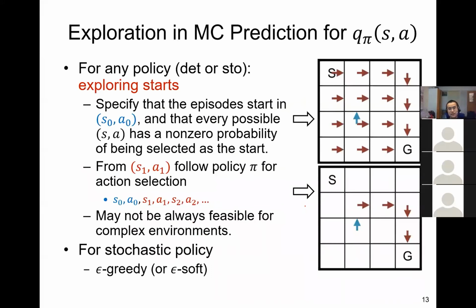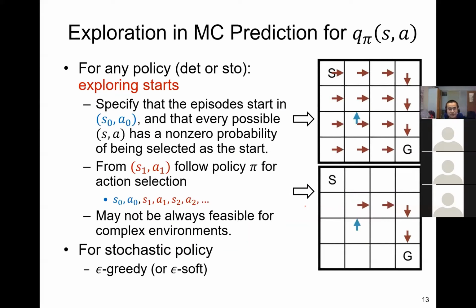So one problem is exploration. We have learned epsilon greedy before, or epsilon soft. So for a stochastic policy, you take the current optimal policy with probability 1 minus epsilon, and epsilon is for exploration. But if you have a deterministic policy, you cannot have epsilon greedy. So the way to do exploration is exploring starts.